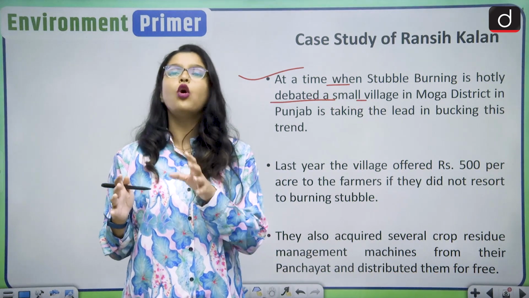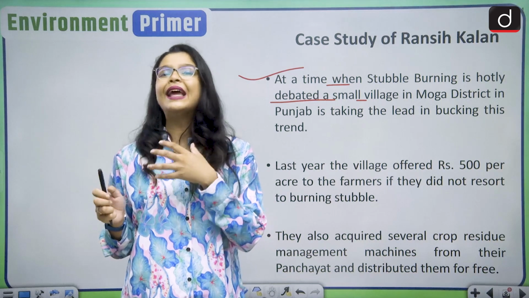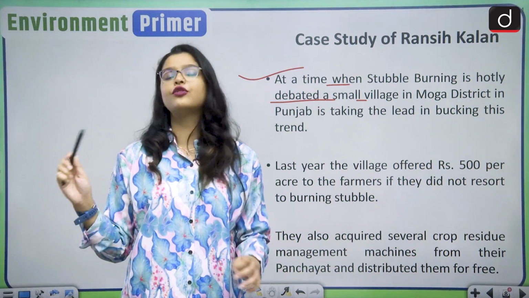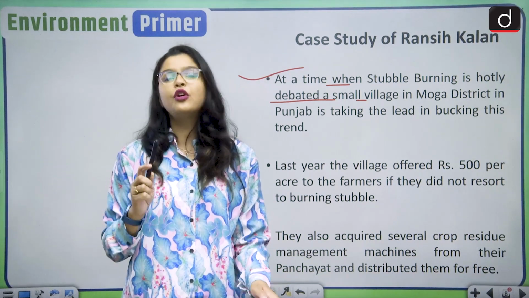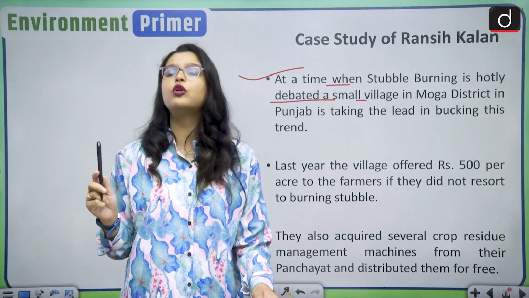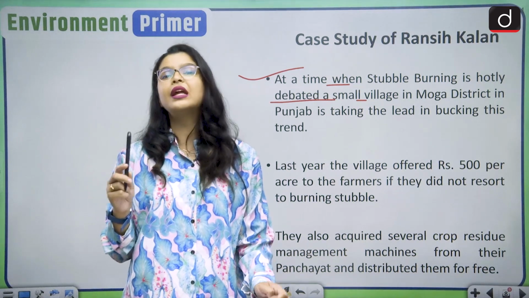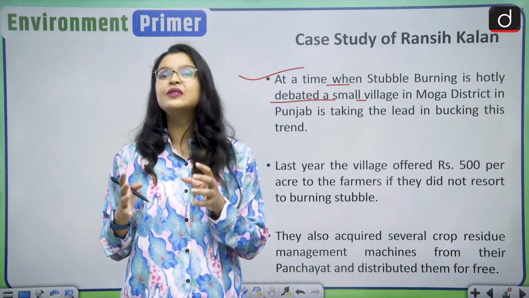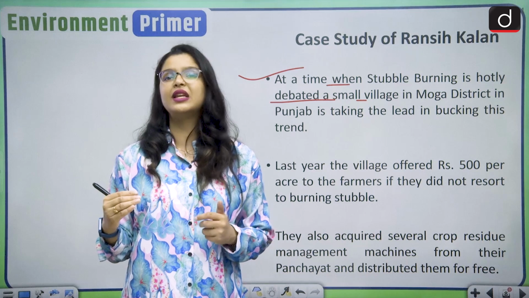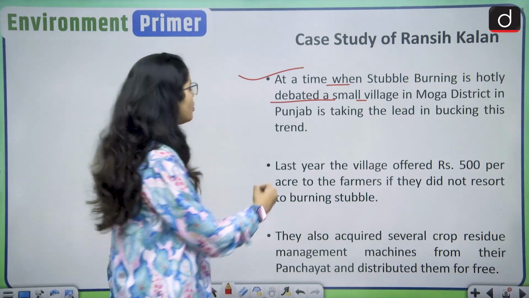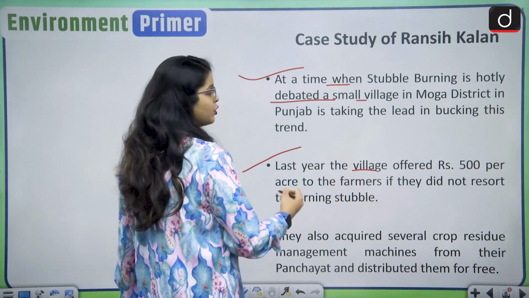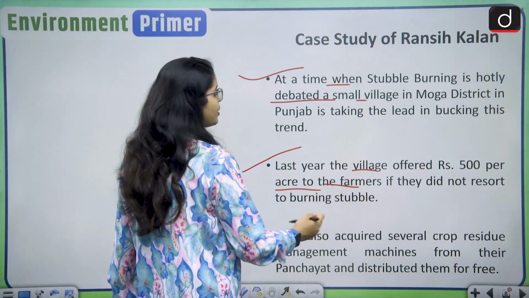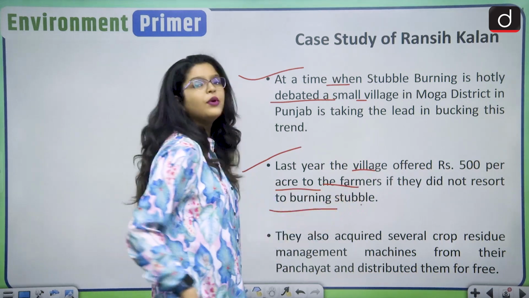Every year on the onset of winter season, the Delhi air chokes. Why? Because of the stubble burning issue. It is one of the major factors causing air pollution in Delhi and the poor AQI in Delhi. Okay, so this stubble burning has been completely stopped in this village. Let us see how. So last year the village offered rupees 500 per acre to the farmers if they did not resort to burning stubble.